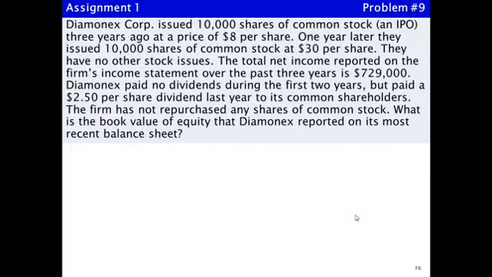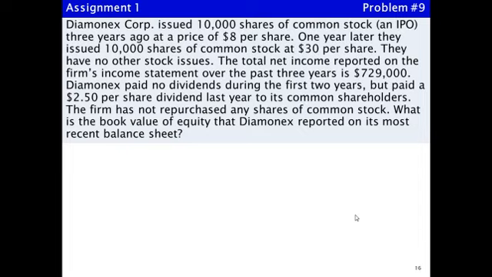Number 9. Diamondx Corp issued 10,000 shares of common stock. It was an IPO, initial public offering, the first time they ever issued stock. So it was a new company at that point with publicly traded shares of stock.